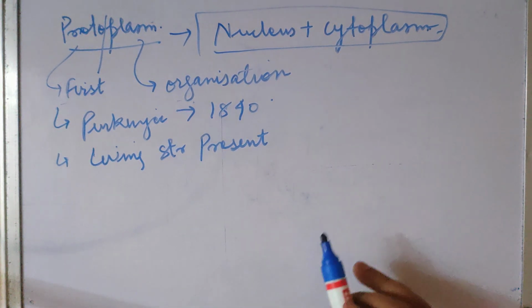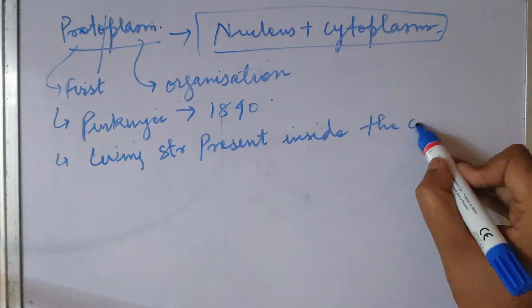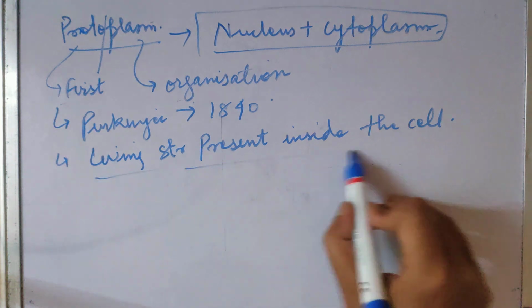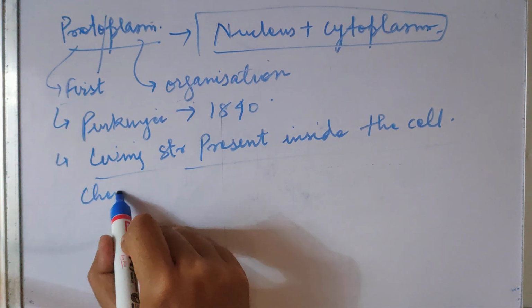So you can define protoplasm as the living structure present inside the cell. So this is what protoplasm is. Now moving on, what is the chemical composition of protoplasm?